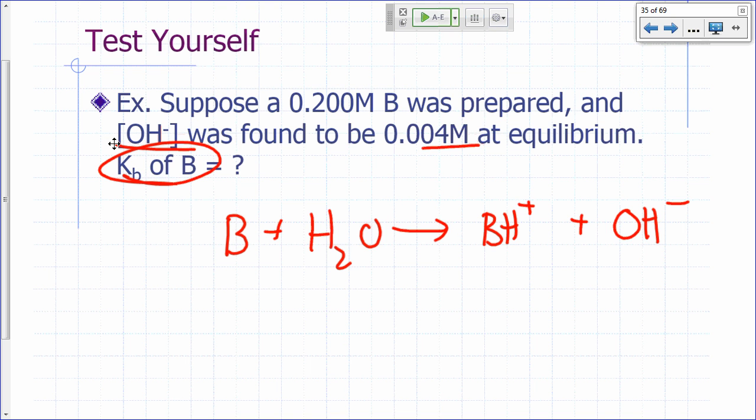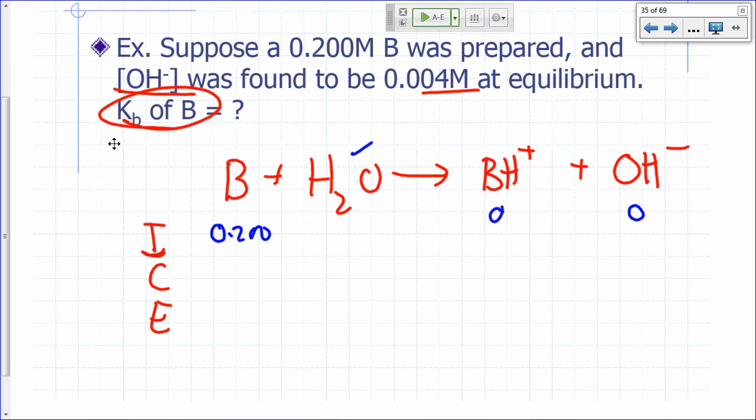Right? So you set up your ice table again. Initially, you have 0.2 moles per liter of base. Water, you don't worry about. You have large excess of that. That's your solvent. Activity of that is 1. You have none of this and none of that. Okay. And then what would be your changes?